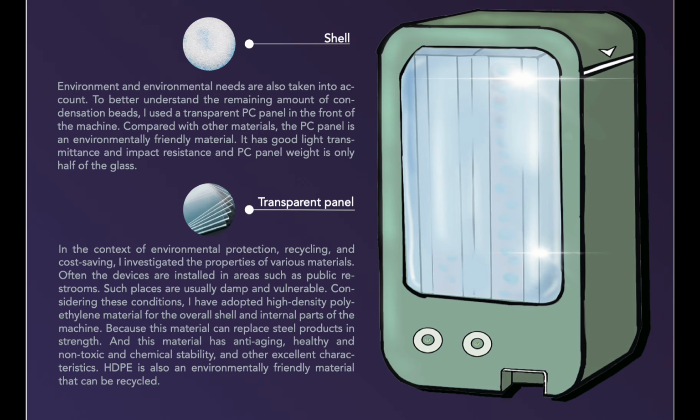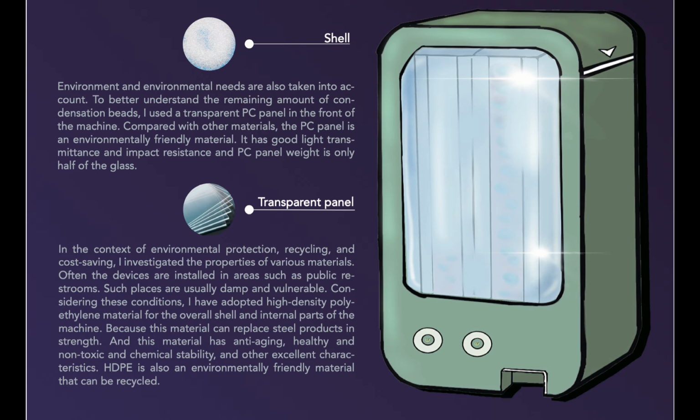Taking into account the environment and environmental requirements, in order to more easily understand the remaining amount of base, a transparent PC panel will be used in front of the machine. Compared with other materials, PC panels are environmental materials with good light transmittance and impact resistance, and the weight of the PC panel is only half of the glass.